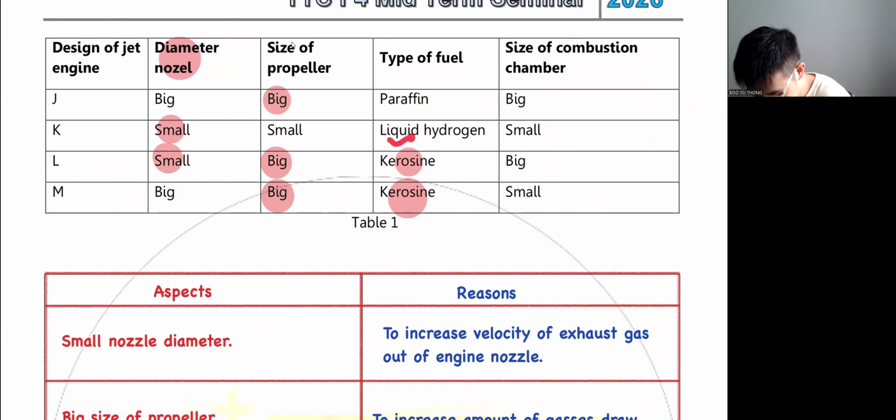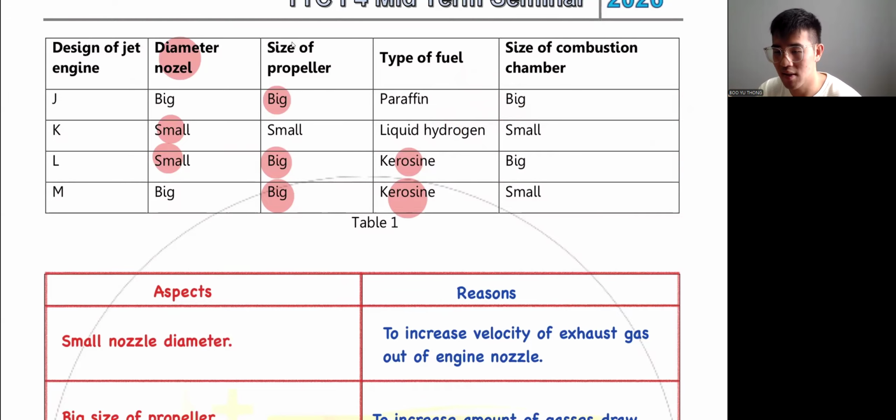And then next one, hydrogen. Liquefied hydrogen is also not being used as a fuel because hydrogen is explosive. Yeah, it's in group 1. Just now we talked about the metals that you put in the paraffin, right? Those lithium, sodium, potassium. Hydrogen also is in the same group with those metals that we mentioned just now. They are all group 1 elements. So hydrogen is explosive. We don't put it in the engine.